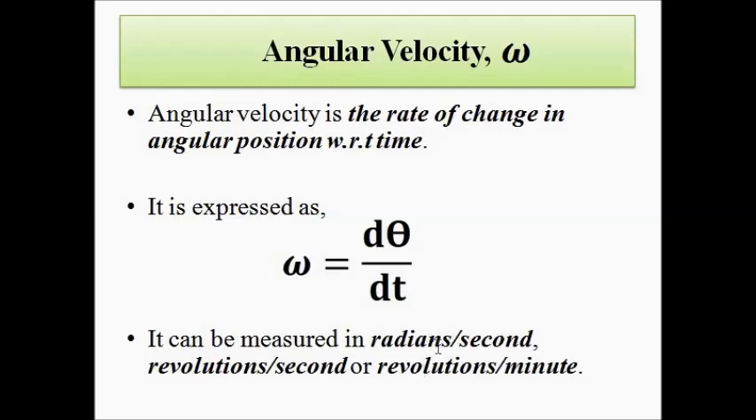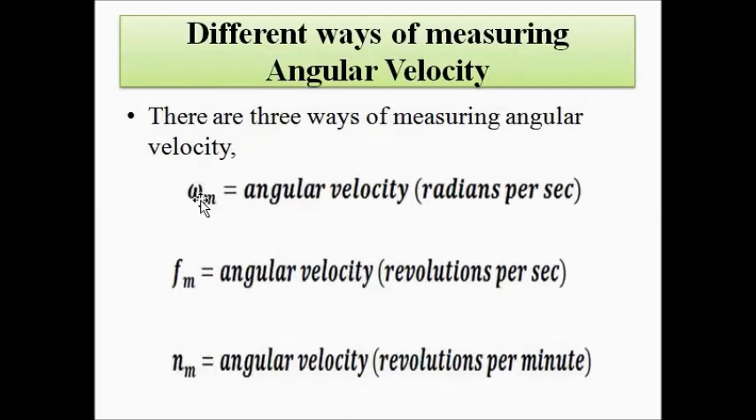There are different notations used for each of these measurement units. For example, omega subscript m for angular velocity measured in radians per second, f subscript m for angular velocity measured in revolutions per second, and n subscript m for angular velocity measured in revolutions per minute. So you have a good understanding about these. If you find omega m, it means measurement is in radians per second. If it is fm, then it is revolutions per second. If it is nm, it is revolutions per minute.